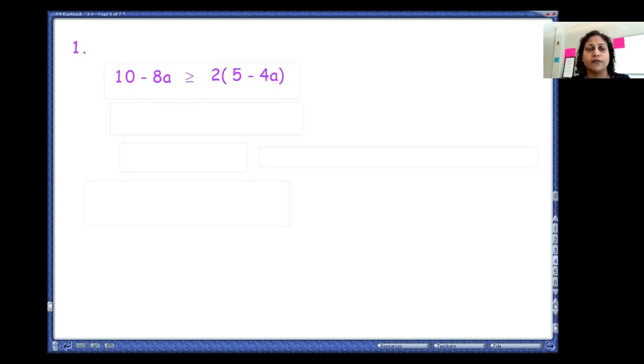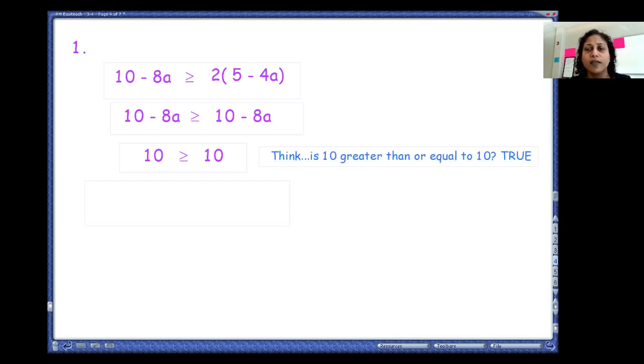Let's say we have this inequality, 10 minus 8a is greater than or equal to 2 times 5 minus 4a. You're first going to distribute, and then it looks like the left side is equal to the right side, but you need to remove the variable first. So you're going to add 8a to both sides, and then it becomes 10 is greater than or equal to 10. And then you have to ask yourself, is 10 greater than or equal to 10? And if it is true, you're going to write that all real numbers are solutions to this inequality.